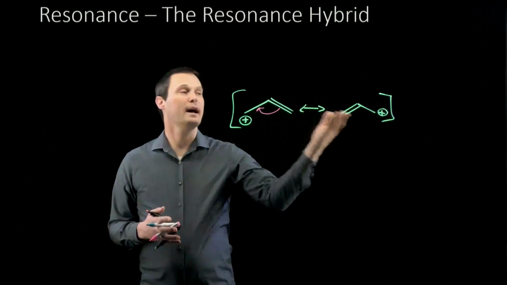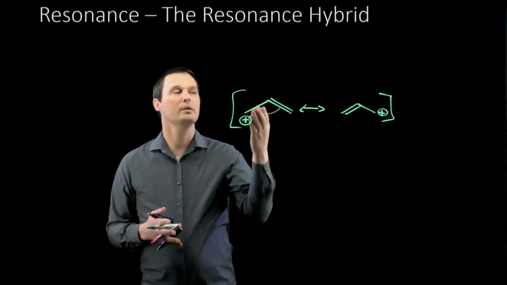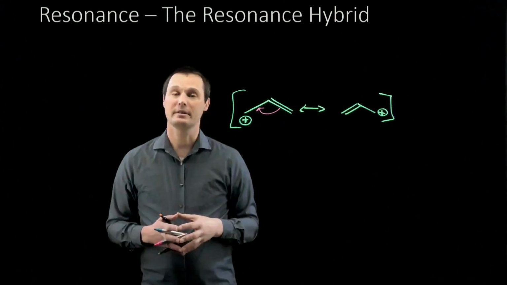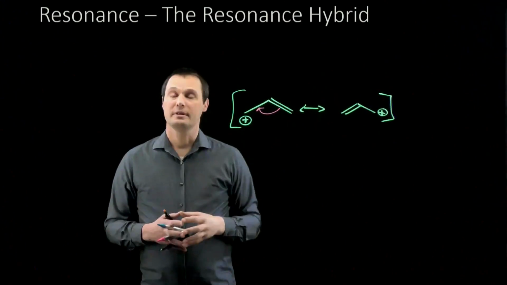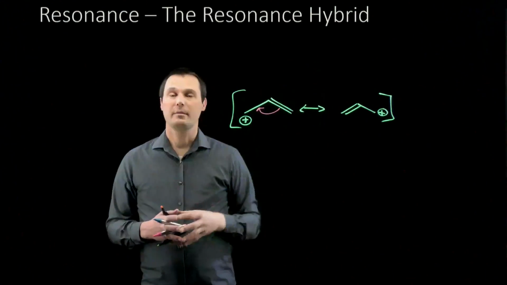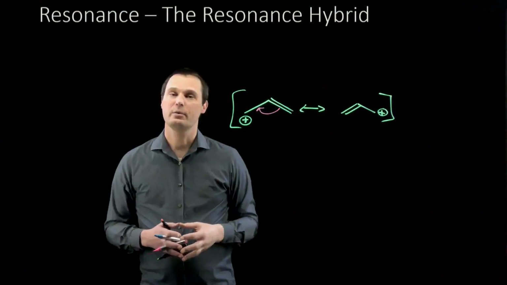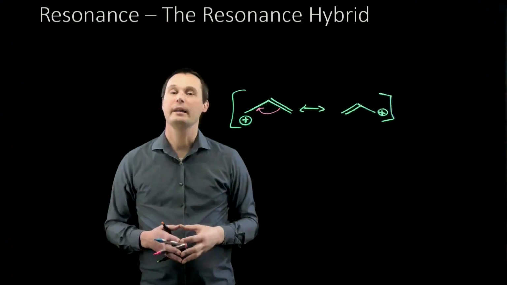That's the reason that we know that these are not oscillating back and forth. If they were, then we'd have discrete bond lengths, but because the bond lengths are the same, neither of these molecules exists. Because these bond lengths are the same, that tells us that the only thing that exists is the resonance hybrid. So let's go ahead and define and draw the resonance hybrid.